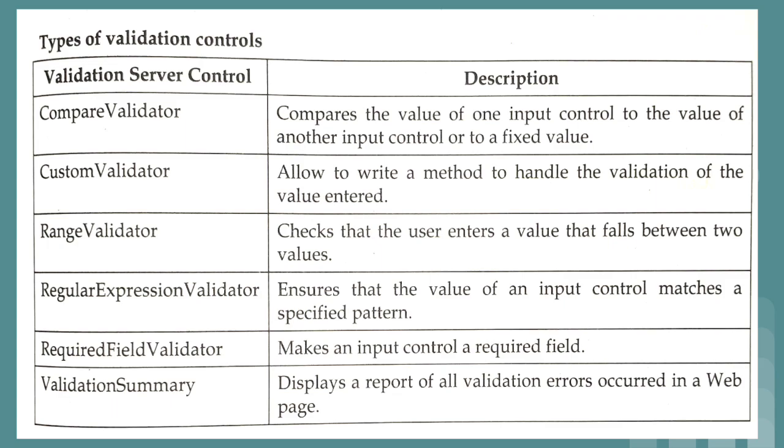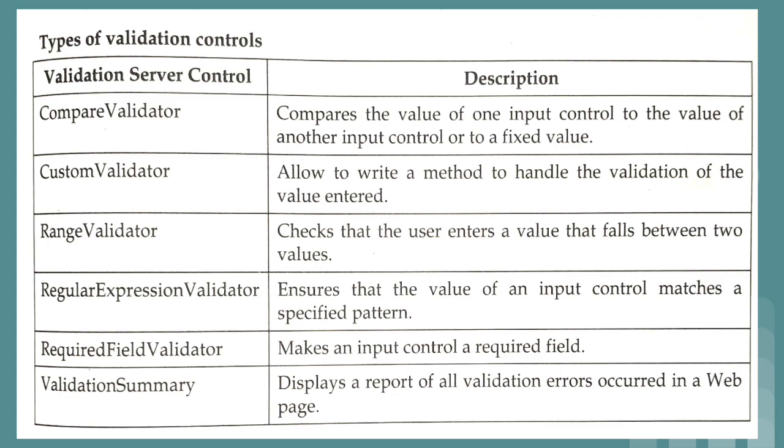The next one which we are having is validation summary. Basically validation summary means whenever we want to see all the errors together which are currently present on the page, for that purpose we can make use of validation summary. It is not a control. Main 5 types of validation controls are compare validator, custom validator, range validator, regular expression validator and required field validator. But this validation summary is again related to validation control only, which gives you a report of all the validation errors that occur in a web page.